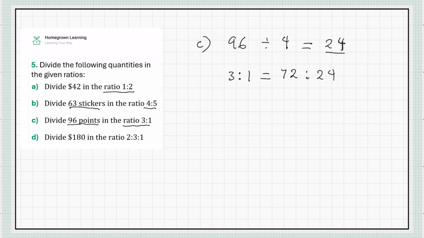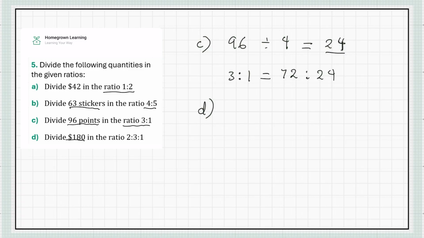Now we divided the number of stickers according to that ratio. So maybe one kid is getting 72, and the other person is getting 24. That's a lot of stickers, but a lot of these problems don't necessarily have a real world aspect to them that makes sense. They're just trying to make you do the math.